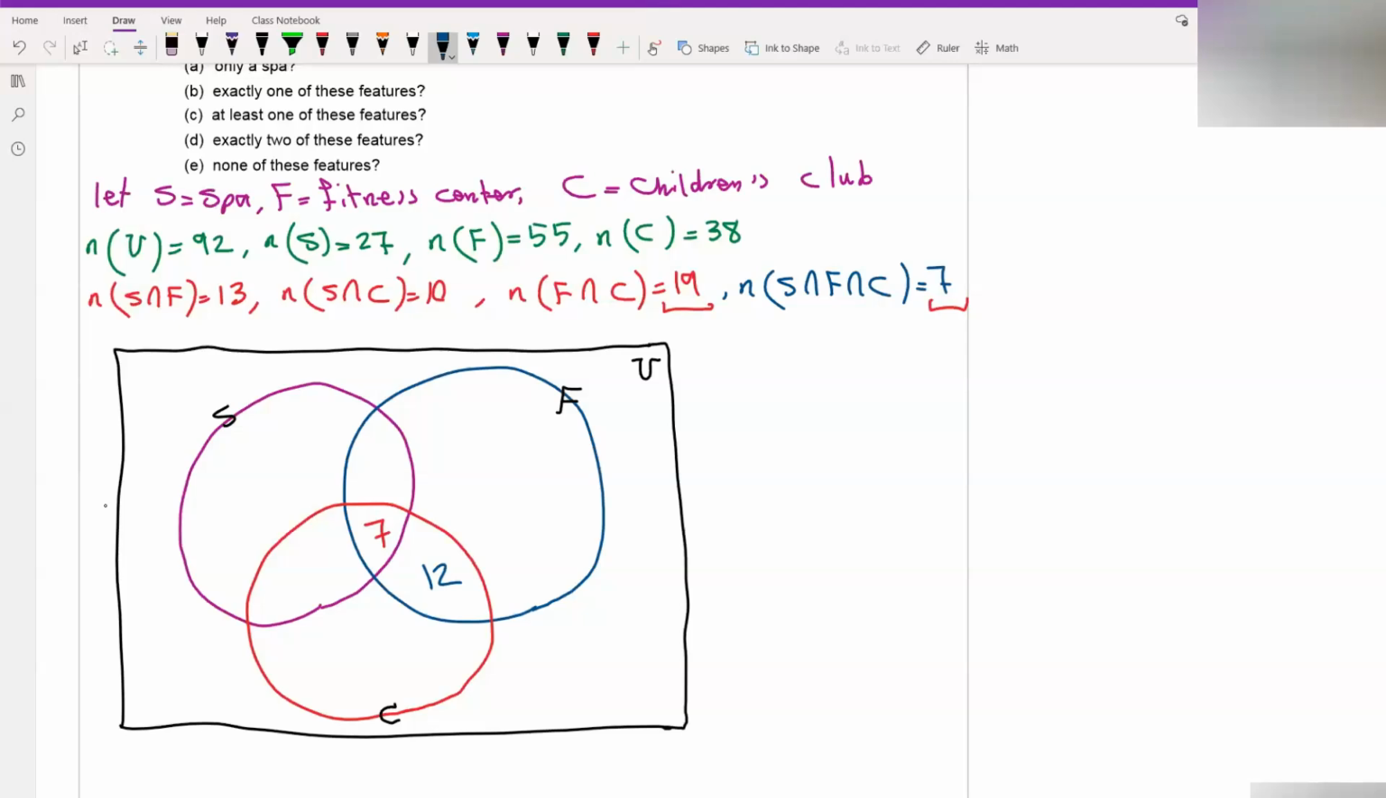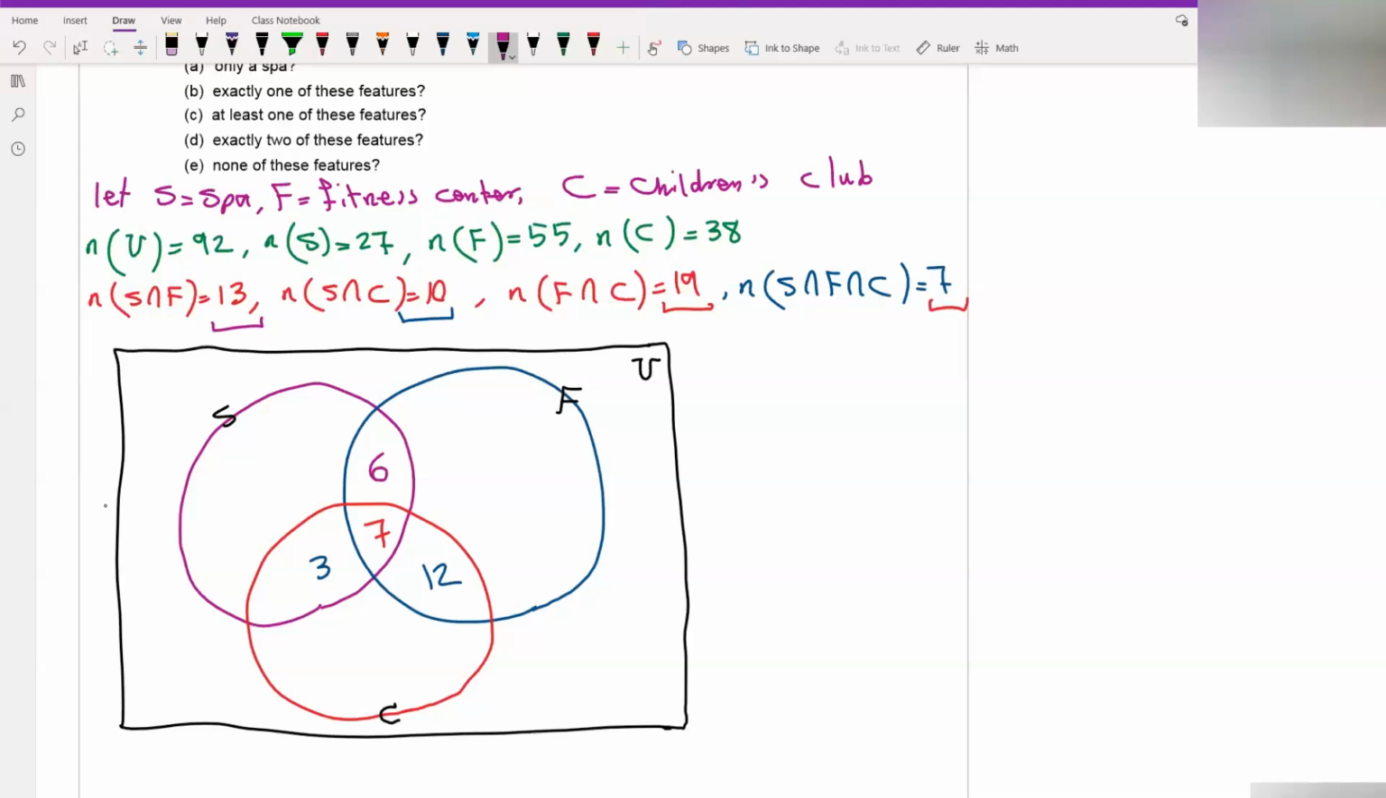Next one, do the same thing. Between S and C, we have 10, but we already have 7 here inside. What should I have here on this part? Next one, S and F is 13. We already have 7, so we should have 6. Total is 13. 7 plus 6 is 13 between S and F.